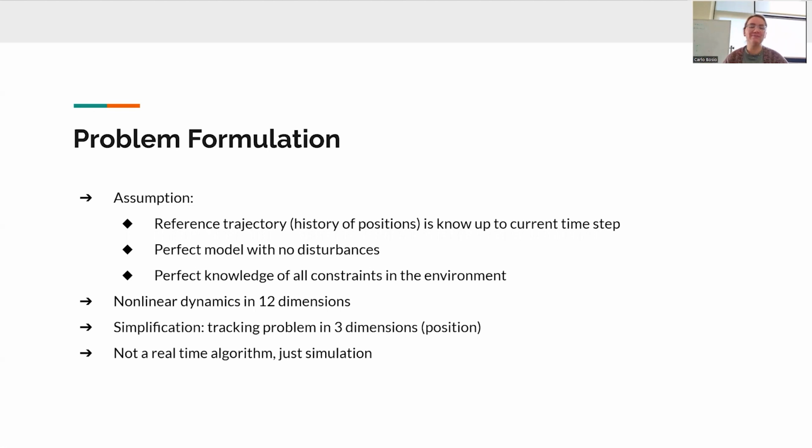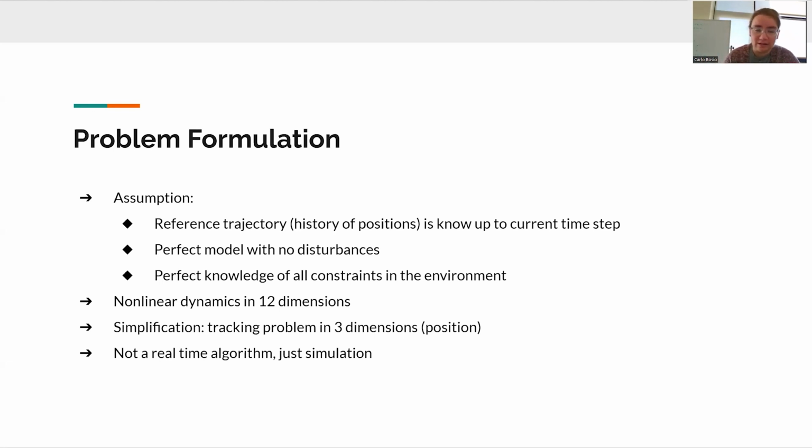So for this project, we have two drones, UAV A and UAV B, in a constrained cluttered environment. UAV A is the one that we are tracking with UAV B, and we made several assumptions so that we could simplify this problem a little bit more. For example, we assume that UAV B has the full history of positions of UAV A to aid with the reference tracking. We assume that we have a perfect model with no external disturbances, and that we know the environment and all physical constraints fully.